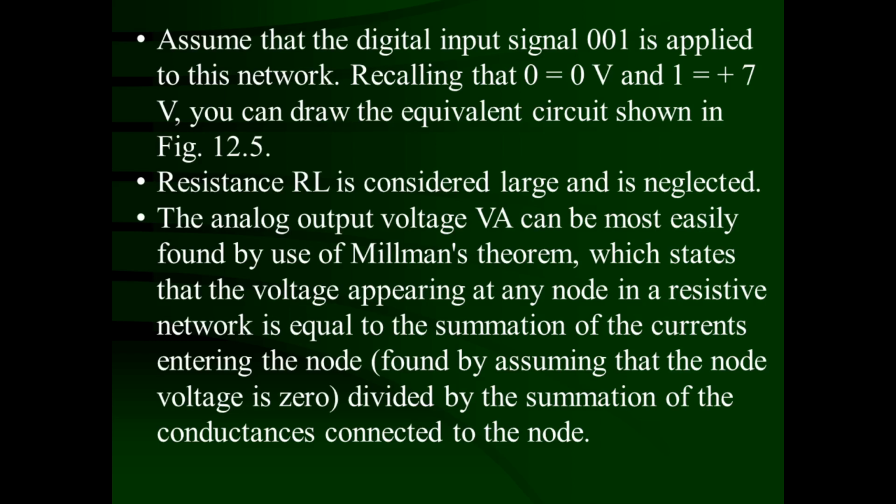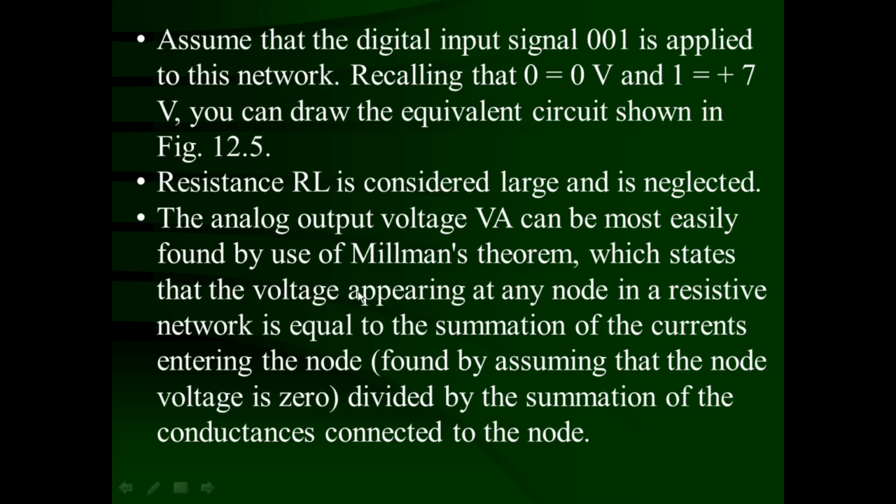The analog output voltage VA can most easily be found by using Millman's theorem. Now what is Millman's theorem? Millman's theorem is a nodal theorem, you can say that. At a node, it is the summation of the currents divided by the total conductance. That is Millman's theorem. You can read it this way.